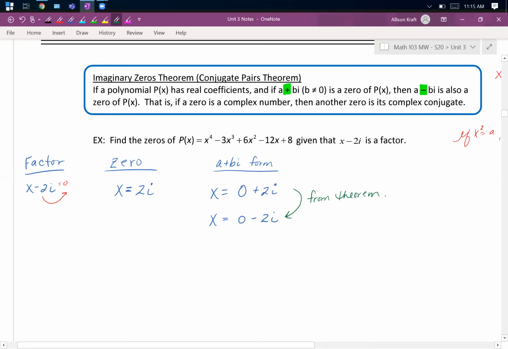Well, usually we don't write things like 0 minus 2i, so I'm going to simplify my 0. So we have a second 0 of x equals negative 2i. And then from that second 0, I can get a second factor. We get the factor by moving this over and setting it equal to 0. We get a second factor of x plus 2i.